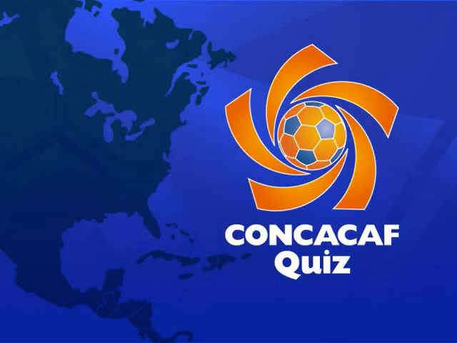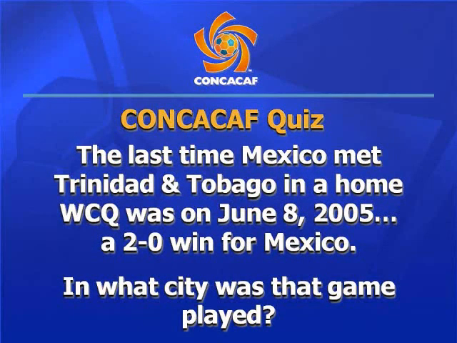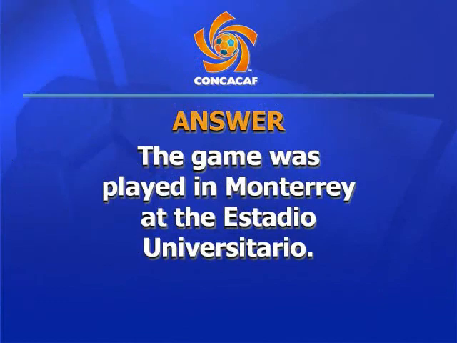Now it is time for today's CONCACAF quiz. Yesterday, we asked if you knew the name of the city in which Mexico hosted Trinidad and Tobago in a World Cup qualifier on June 8, 2005, a 2-0 win for El Tri. Once again, this question generated a lot of response. The correct answer is that the game was played in Monterrey at the Estadio Universitario.